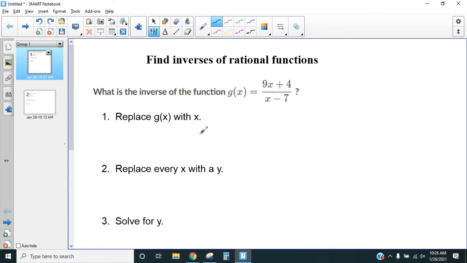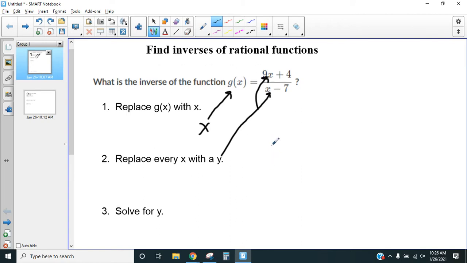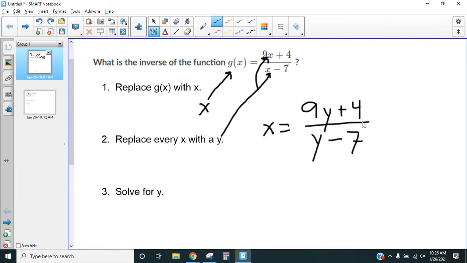So first of all, what we're going to do is rewrite the equation like this. We're going to plug an x into there, and then we're going to put a y wherever there's an x. So now our equation looks like this, kind of all in one step. It says x equals 9y plus 4 over y minus 7. If we're finding an inverse, we're switching the x's and y's. Most of the work, almost all of it, is in step 3. How are we going to do this?